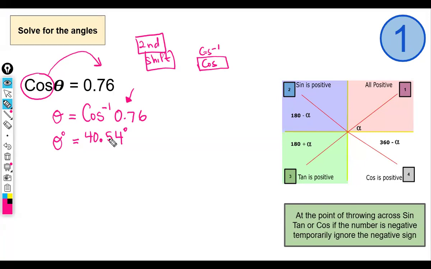But in maths, whenever you solve for an angle, you normally do not get one answer. In 99% of the cases, you're at least going to get 2 answers. So some of you are probably wondering, but what second answers are you talking about? My calculator only showed me one answer, and that one answer was 40.54. So I'm going to show you how to get the second answer.